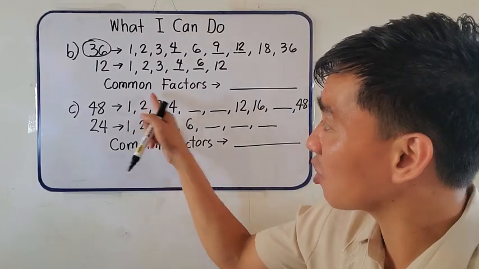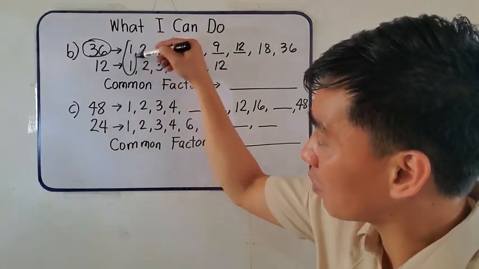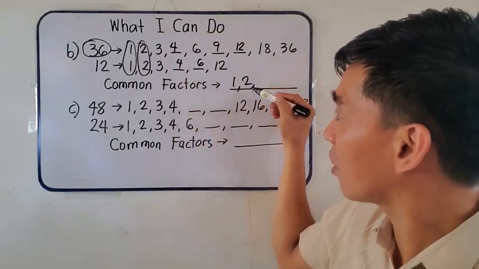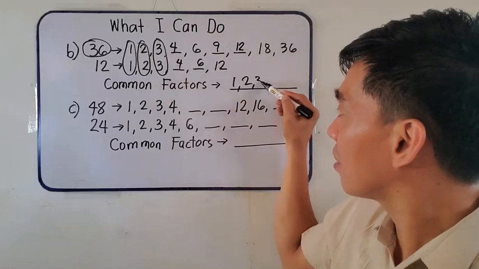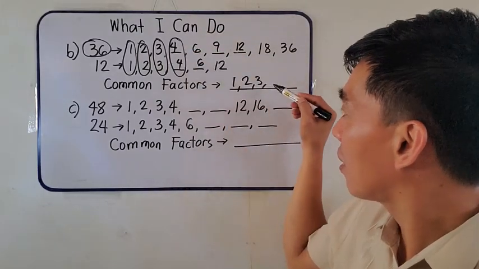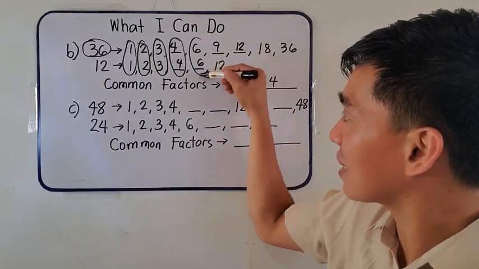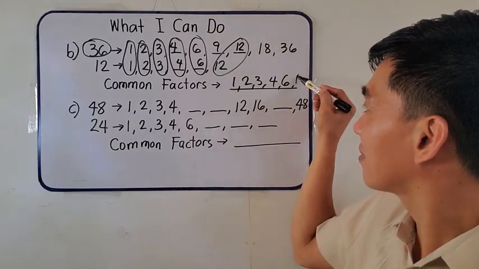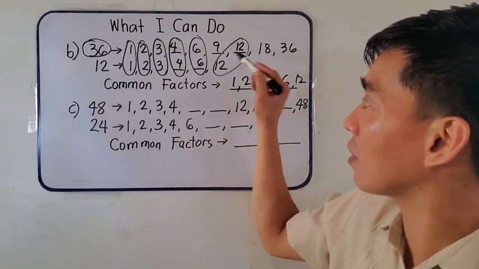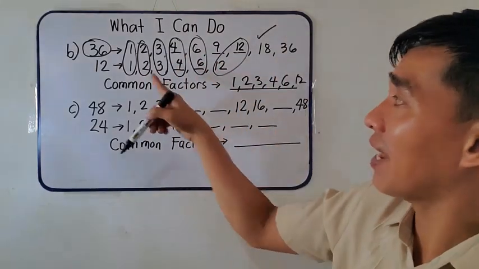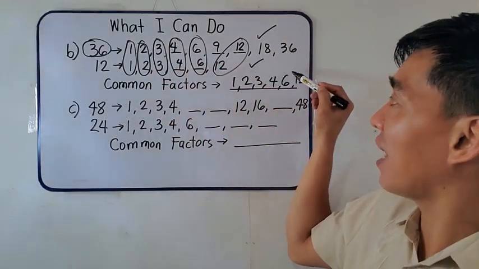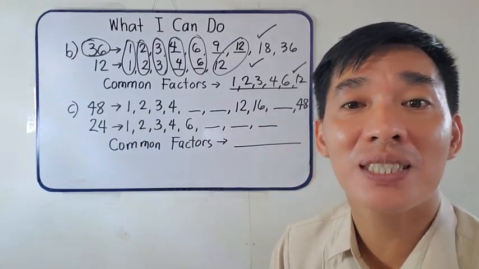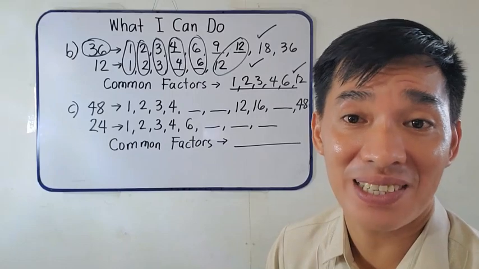Now, let's get their common factors. They are common with 1, 2, 3, 4, 6, and 12. So one check for all of this, another check for all of this, and another check for the common factors. That gives you 3 points for every letter.